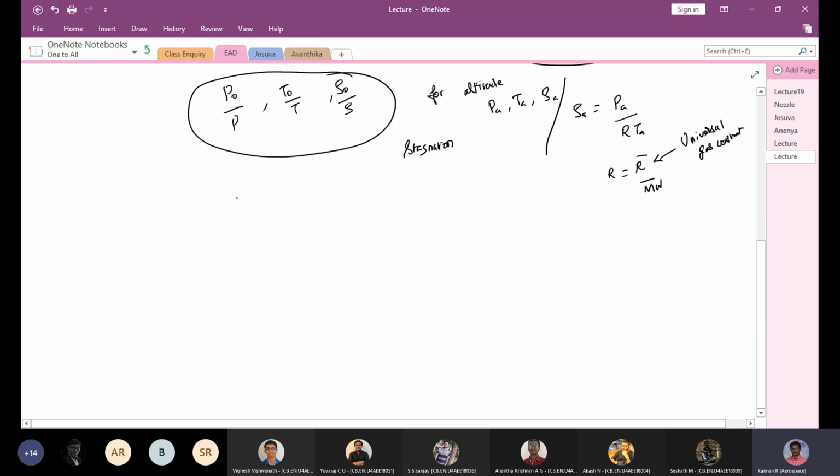And also you need to know your characteristic Mach number, how it is going to change for that one. You need to know your characteristic Mach number.